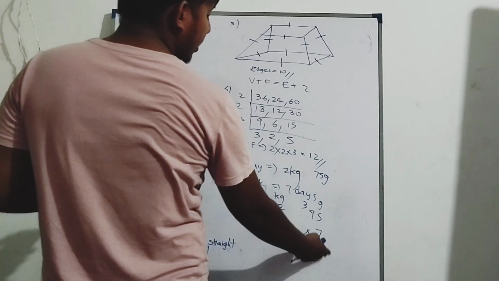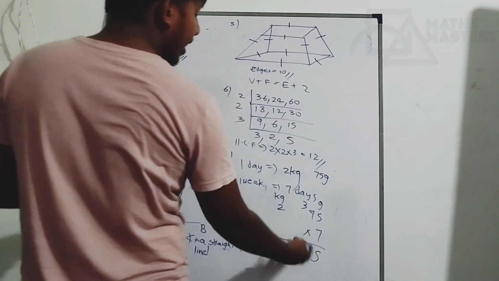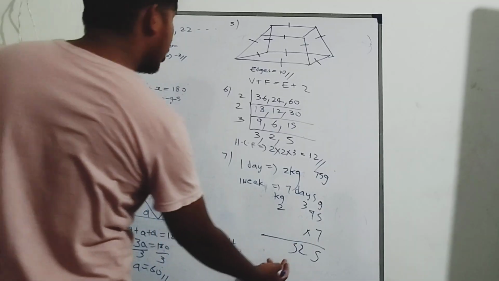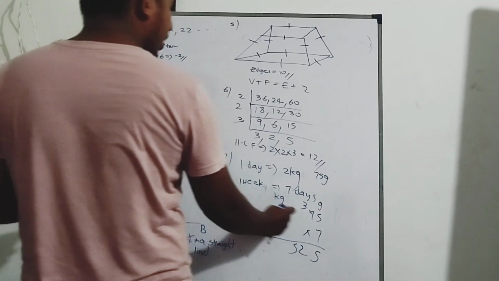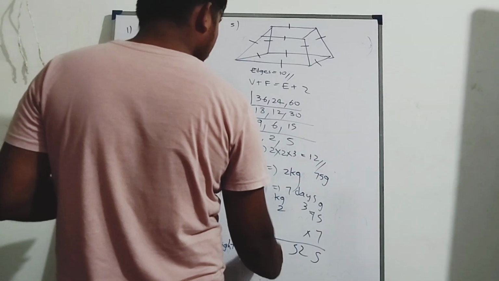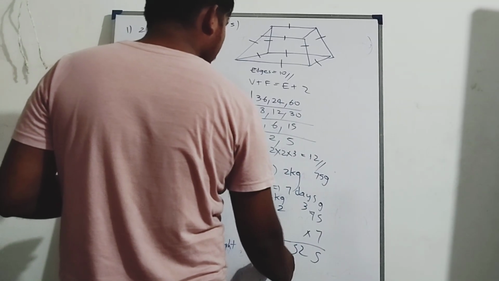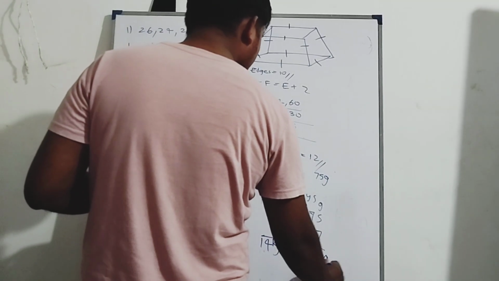So you keep the number as it is. Why? Because 1000 has not been exceeded. Only if 1000 has been exceeded, you bring it to the kilogram side. So let's keep this as it is. And what is 7 times 2? The answer is 14. So the final answer is 14 kilograms and 525 grams.